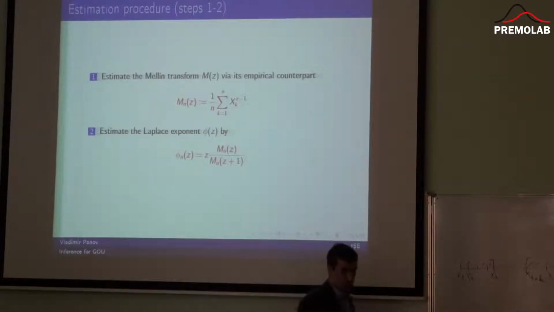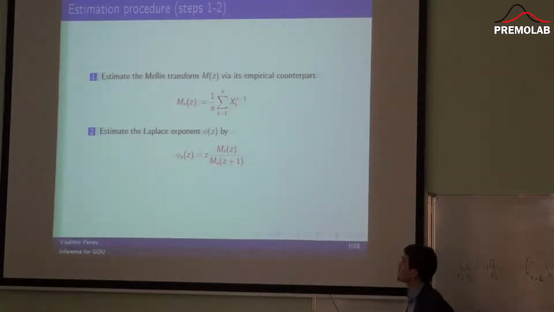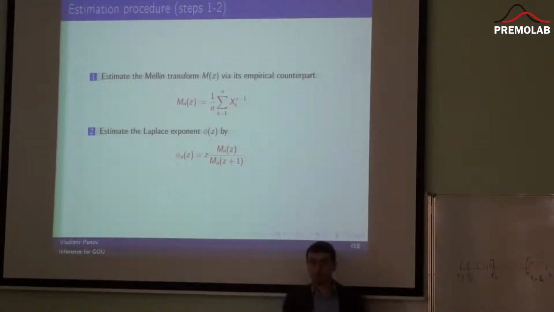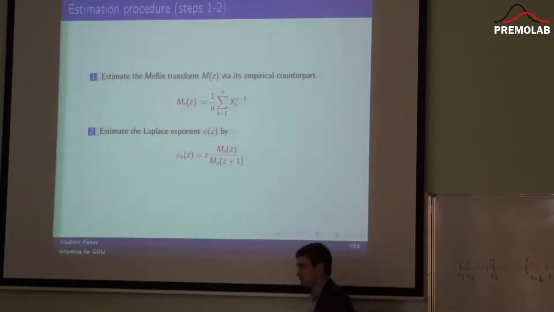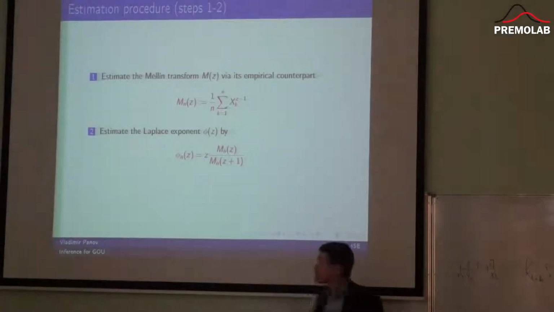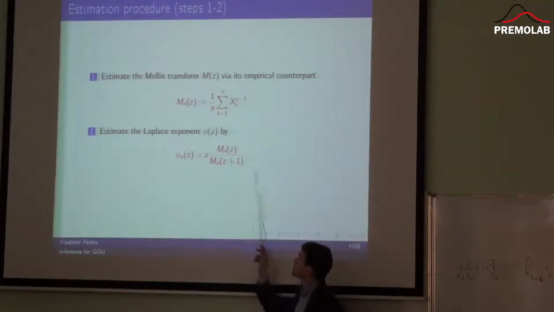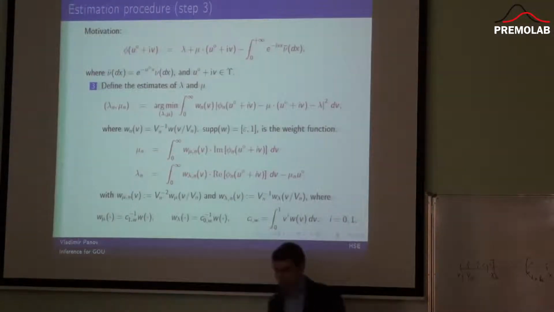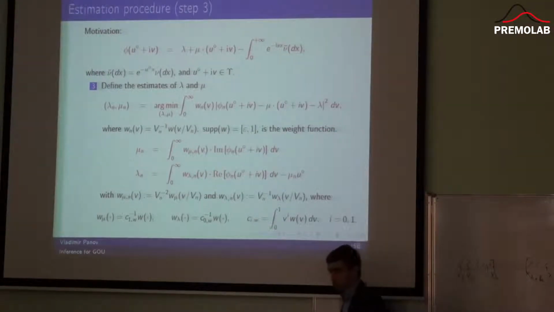The estimation procedure has 4 steps, and I would like to explain shortly all of them. The first 2 steps are quite simple. We estimate the Mellin transform by its natural empirical counterpart. This empirical counterpart has the same wonderful properties as the empirical characteristic function, for instance. Next, we use the recursive formula for the Mellin transform to estimate the Laplace exponent. Third, we are able to estimate the parameters lambda and mu.